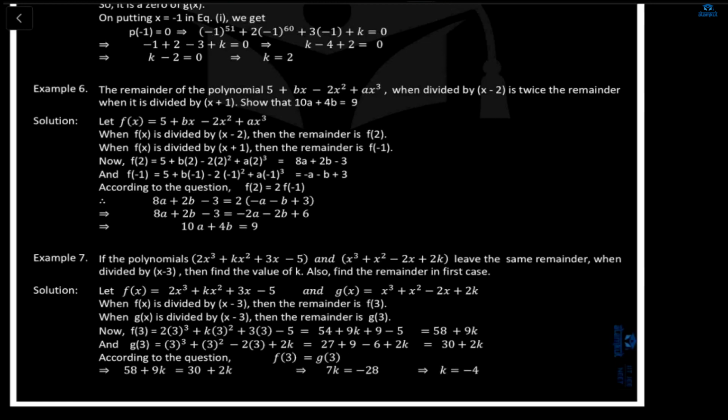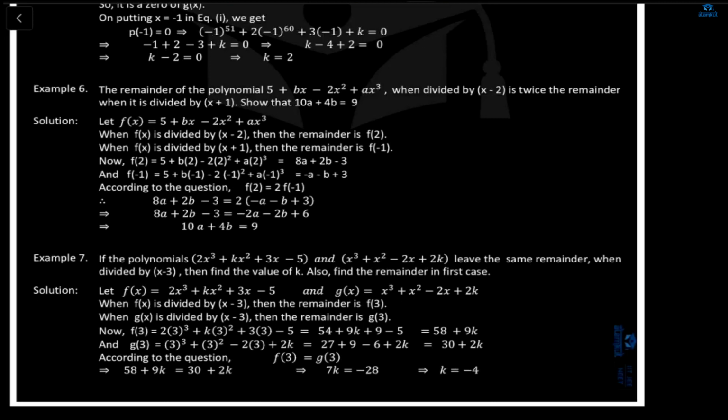Here also it is telling you that the remainder when the polynomial is divided by x minus 2 is twice the remainder when it is divided by x plus 1. So the same polynomial is divided by x minus 2 and also by x plus 1. When you divide this polynomial p(x) by x minus 2, you need to find the value of p(2).